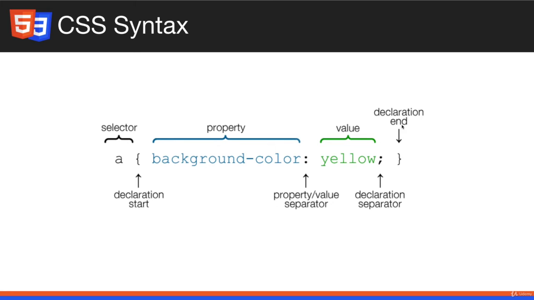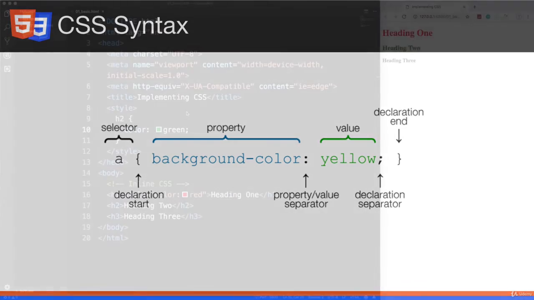Then we have the declaration start. We also have the declaration end. So everything goes within these curly braces. And inside the curly braces, we have a property, such as background color or color, as you just saw, and then the value. And in between that, we have the property value separator, which is a colon. So you have the property and value, and you can add more of these. If we wanted to add a color, we could do that as well. You just want to end each one with a semicolon. So this is basically just a diagram of how CSS works.